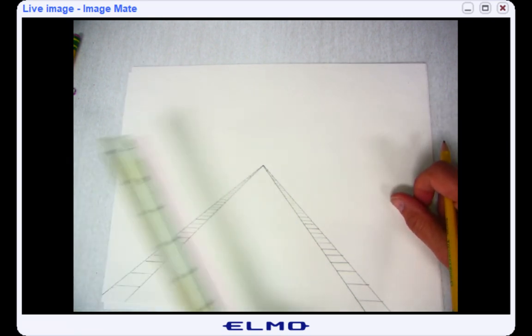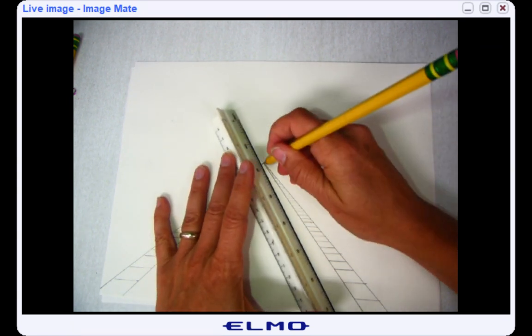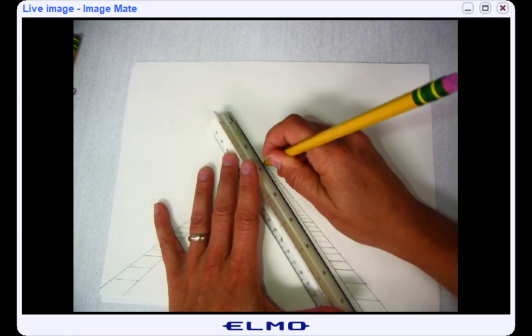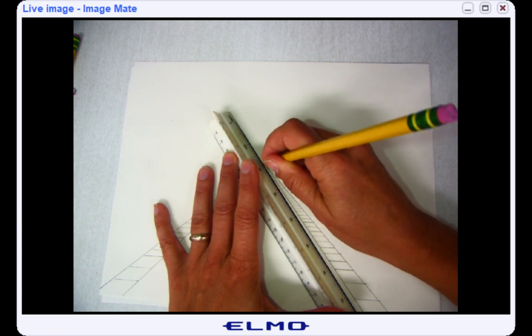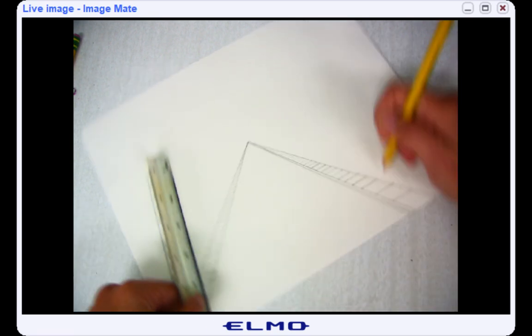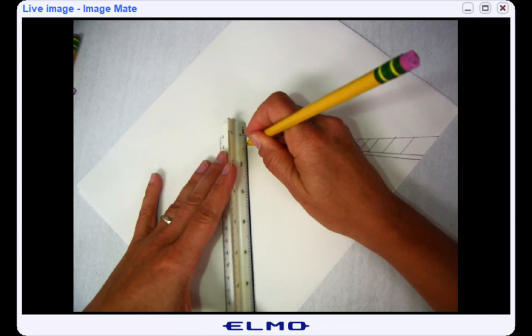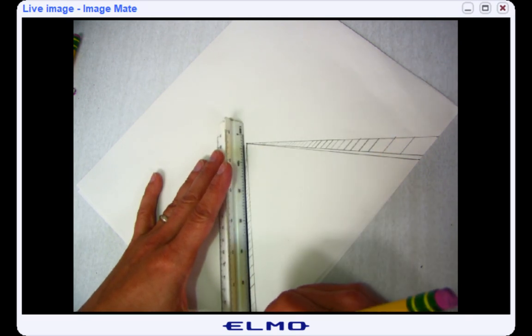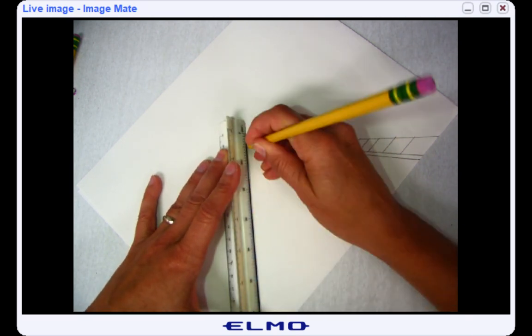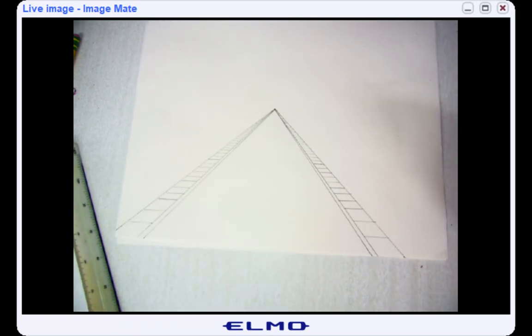Now, another super easy thing I like to do is to make these look a little bit more three-dimensional. I like to put a curve on them. Let's curve either side. Notice how much more 3D that looks so quickly.